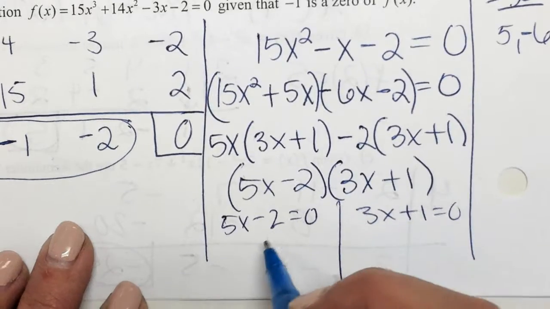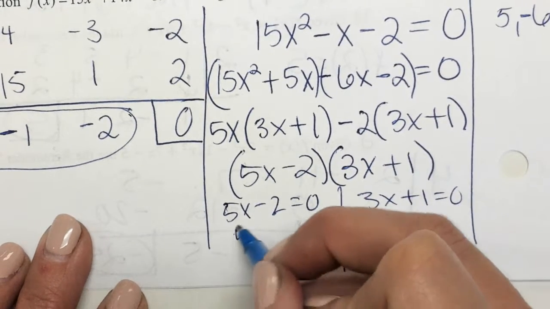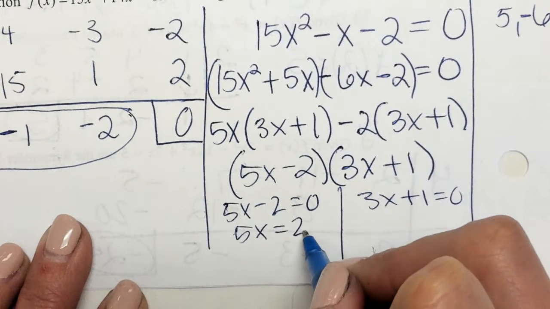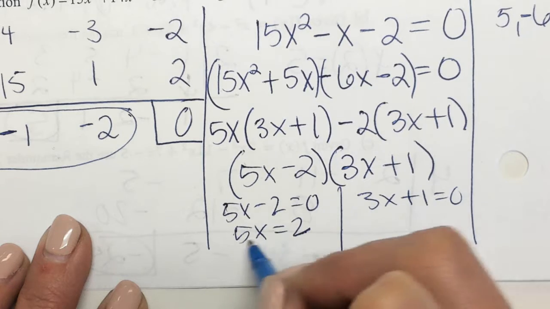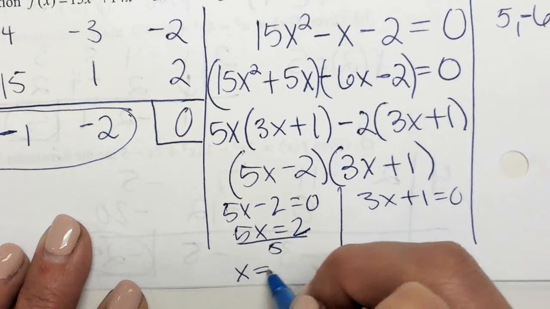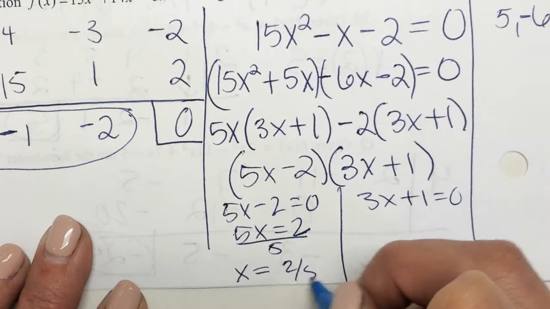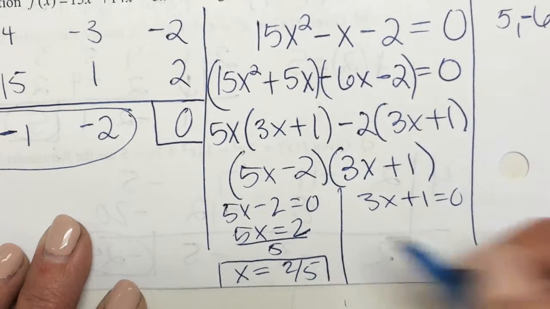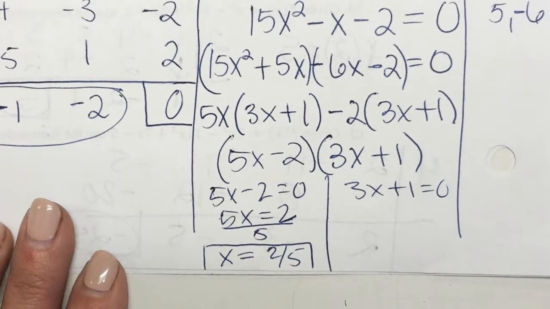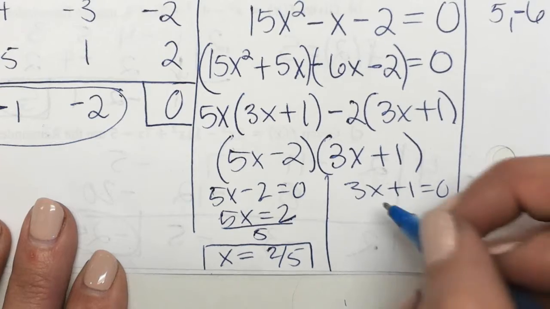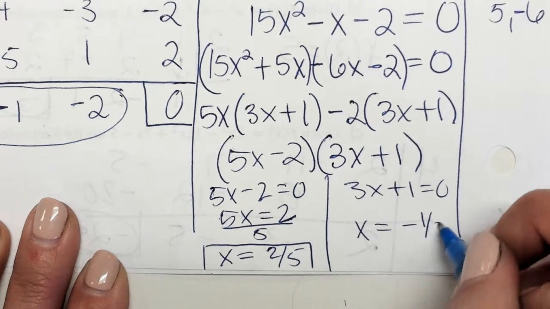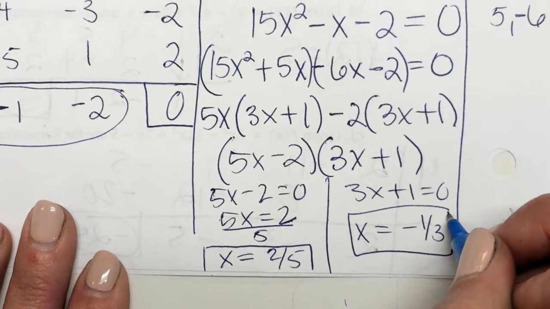Darian, how would I solve for x in this one? Add 2, and I get 5x equals 2, then divide by 5, and you get x equals 2 over 5. Good. Negative x equals -1. That's correct. Does everybody understand how we got these two?